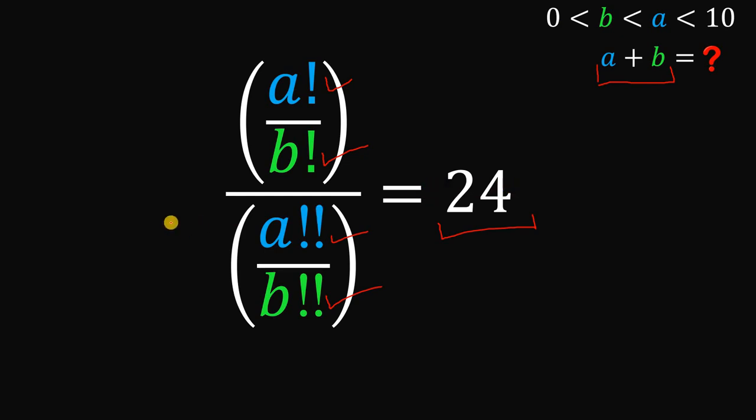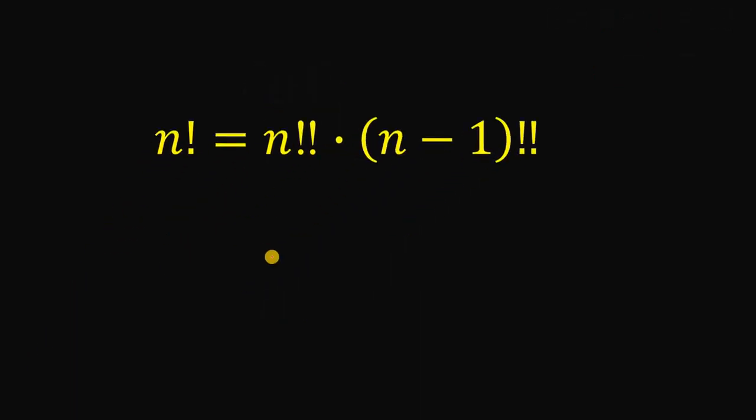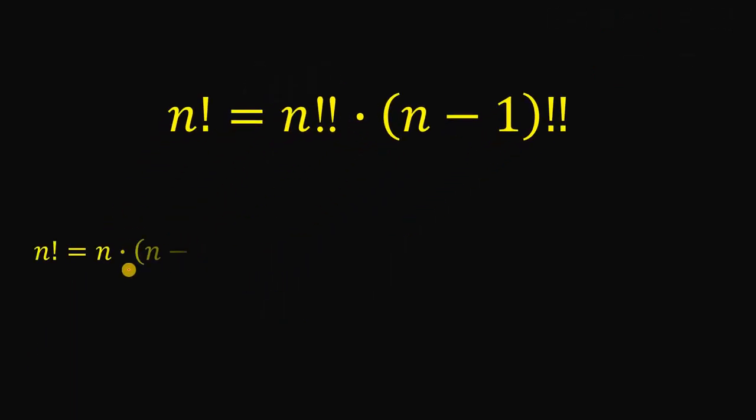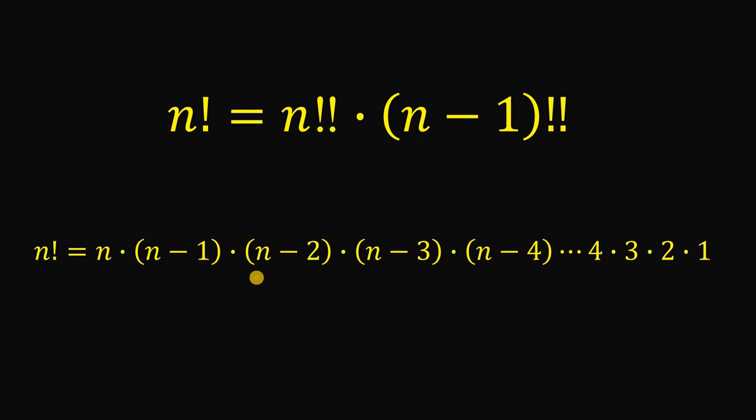To answer this question, we will use this identity. If we have n factorial, it is equivalent to n double factorial multiplied by n minus 1 double factorial. Before we start our solution, let's prove this identity. We know that n factorial must be equal to n times n minus 1 times n minus 2 times n minus 3 times n minus 4 all the way up to 4 times 3 times 2 times 1.